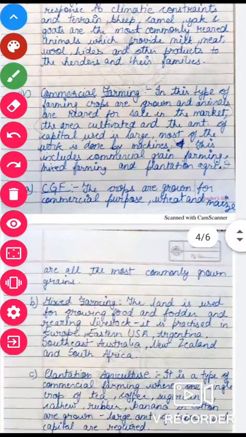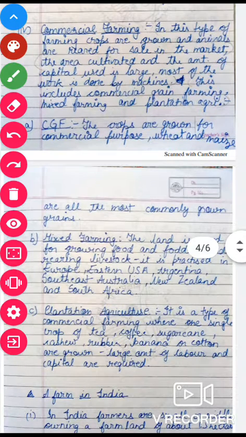Moving on to commercial farming. This is a very common and important question too. In this type of farming, crops are grown and animals are reared for sale in the market. That's point 1. For point 2, you can say the area cultivated and the amount of capital are large, and most of the work is done by machines.